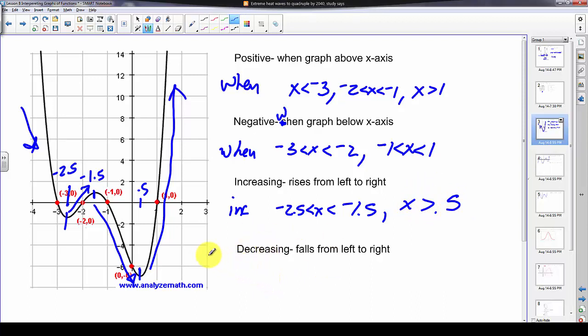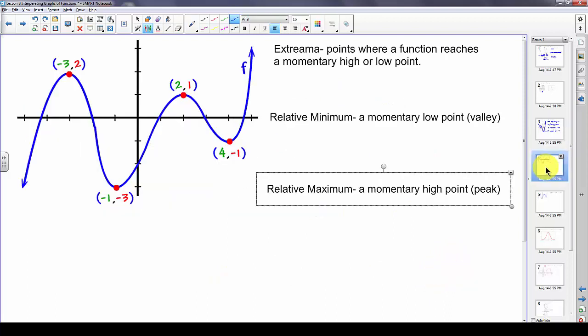To tell where this falls, we can say it falls or decreases when x is less than -2.5. And then it also falls when x is greater than -1.5 but less than 0.5.